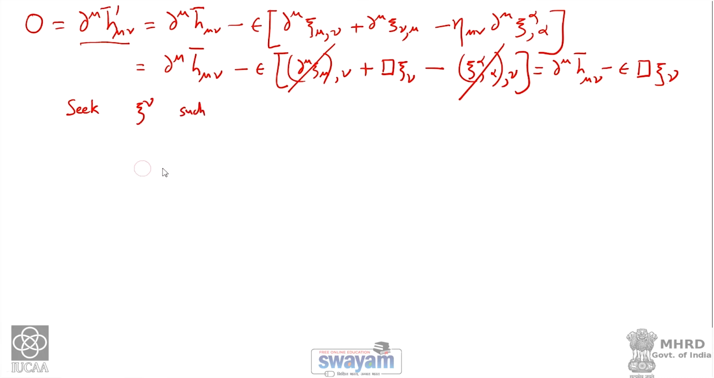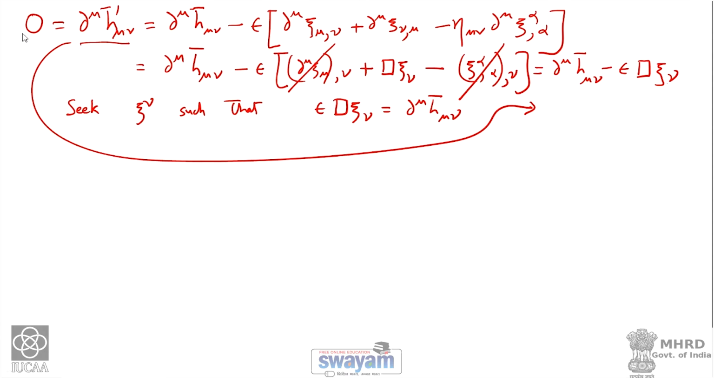ζ^ν such that ε box ζ^ν is ∂_μ h̄^{μν}. So, once we solve this, then we know that in the new coordinate system, the trace-reversed metric fluctuation tensor satisfies the harmonic gauge condition. So, this exercise tells us that we can always choose a coordinate system so that the metric fluctuation satisfies the harmonic gauge.